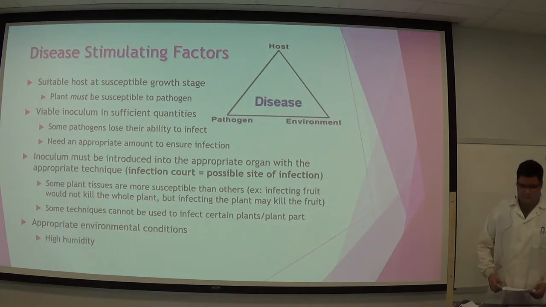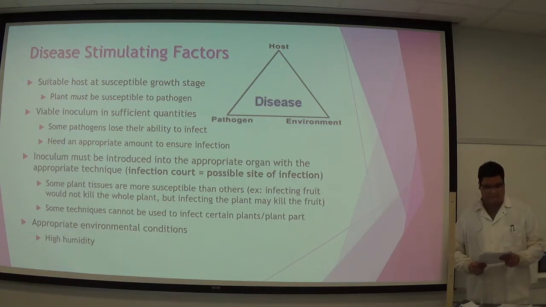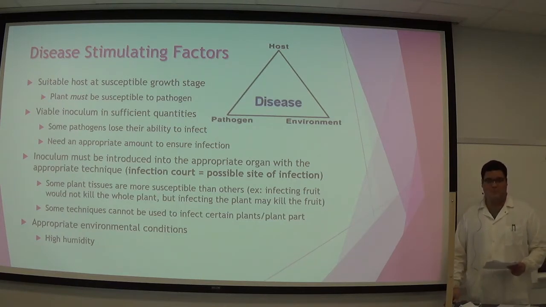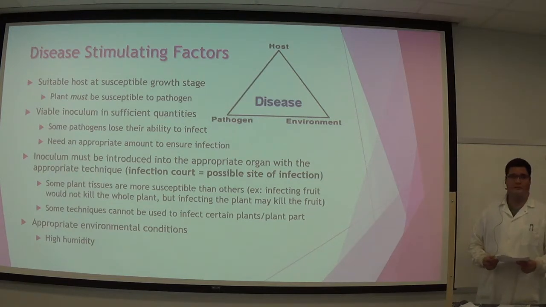All right, so switching gears a bit, we're going to look at what causes disease, or what stimulates disease. You guys have already heard of the disease triangle, and for the host, each part of the triangle has some factors that are important or necessary in order for there to be infection. So, for example, the host must be susceptible to the pathogen. And you also need to have inoculum in sufficient quantities.